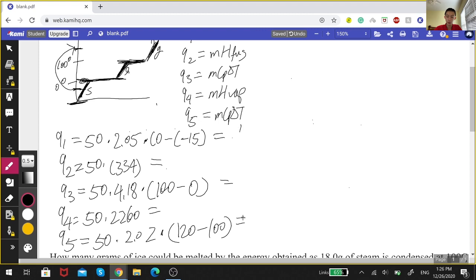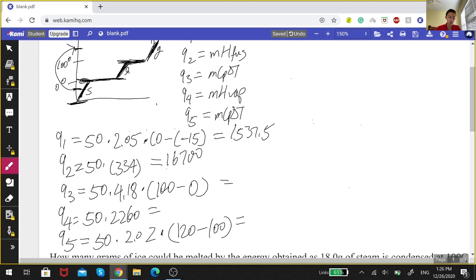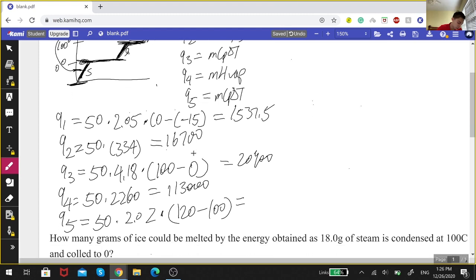First one, you should get 50 times 2.05 times 15 gives us 1537.5. 50 times 334 gives us 16700. 50 times 4.18 times 100 gives us 20900. 50 times 2260 gives us 113000. 50 times 2.02 times 20 gives us 2020. Now our job is to add all 5 of these numbers together.